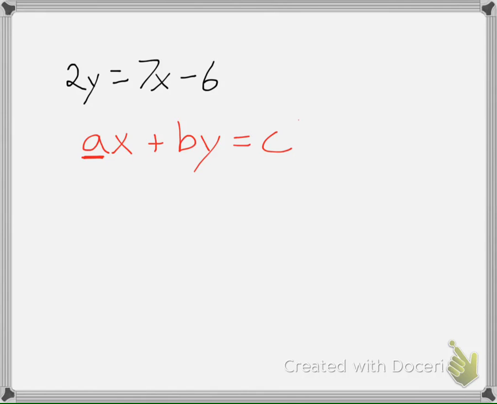It could be anything as long as the first number is positive. The second number, it can be plus or minus. In other words, it can be a positive or a negative. And then the last number can be positive or negative. But they all have to be whole numbers, and the first one, the one that's attached to x, has to be positive. So those are your only rules for putting things in standard form.